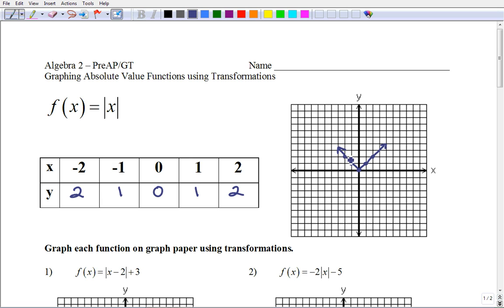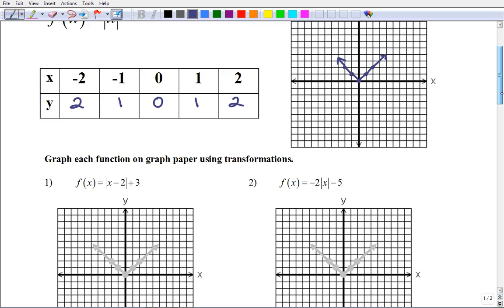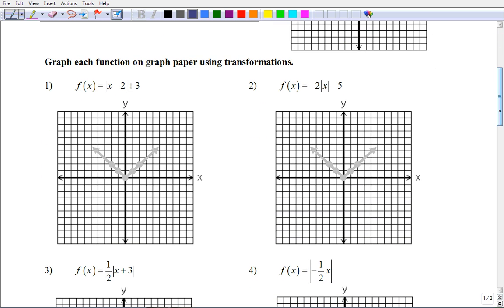So this is where we're going to be starting whenever we use transformations, just like we've done in the previous two worksheets and notes. We're going to use these as our starting points, and we're going to apply the transformation. So I'm going to do 4 examples with you. And again, on these graphs, I've already included the parent points just so I don't have to scroll back and forth. But here we have the absolute value of x minus 2 and then plus 3.